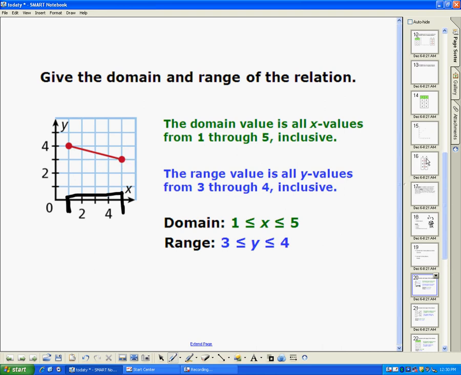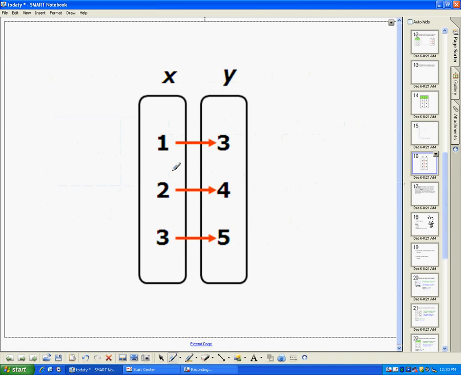If you're looking at something like this, we only know these values. We don't know if 1.5 is in the domain or if 2.5 could be in the domain.